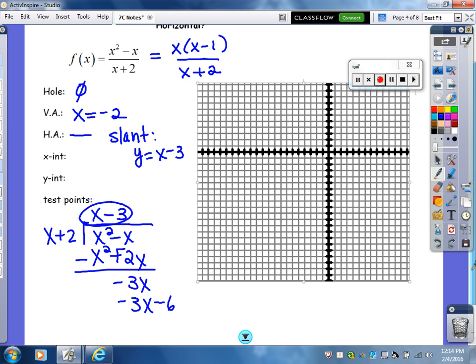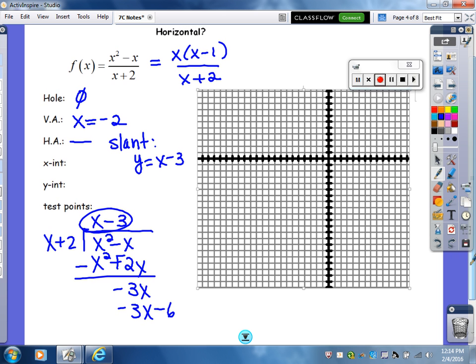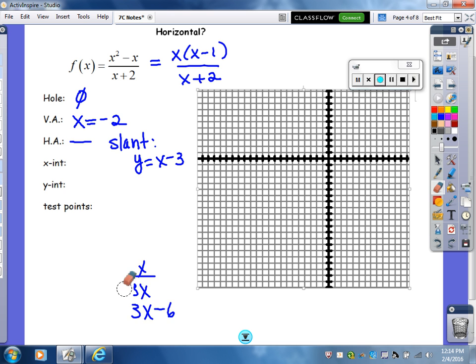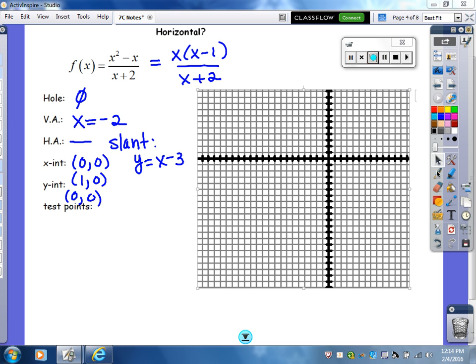Alright, so let's go back and graph those asymptotes. And we'll find, let's get rid of this, we'll have some room. Okay, so let's go ahead and find my x-intercepts. That's the zeros of my numerator. So I've got 0, 0, and then I've got 1, 0. And then my y-intercept, plug 0 in for all my x's, so it's going to be 0, 0. Okay, so we've found all our information, so let's graph our asymptote.